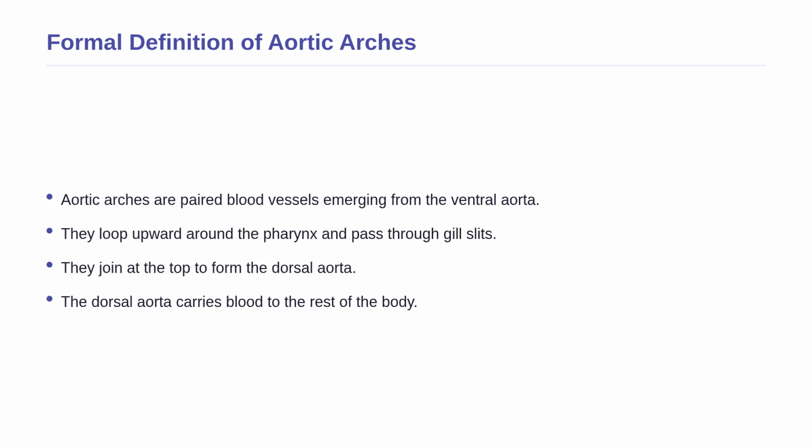Now that we have our city pipes analogy, let us formally define what these biological pipes are. In comparative anatomy, aortic arches are a series of paired blood vessels. They emerge from the ventral aorta, which is the main vessel leaving the heart. They loop upward around the pharynx, passing through the gill slits, and then join together at the top to form the dorsal aorta. This dorsal aorta then carries oxygenated blood to the rest of the body.